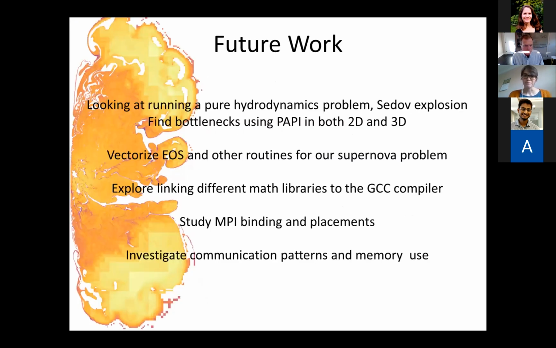So in the future, we're looking at running a pure hydro problem called the Sedov explosion. And we're doing that because our code spends most of the time in the hydro module. So we're hoping we'll learn a lot. And we're hoping to find the bottlenecks by using PAPI for both a 2D and 3D problem. We're hoping to vectorize the EOS and other routines and link different math libraries to the GCC compiler to see how that will give us a speed up. We're going to study MPI binding and placements and figure out the communication patterns and memory use of our problem.